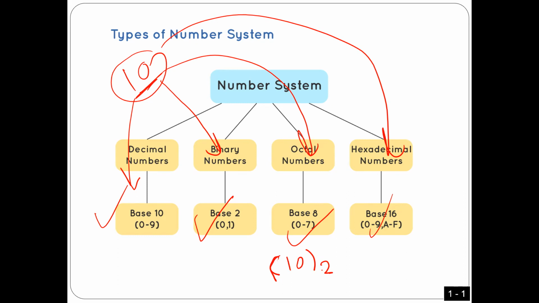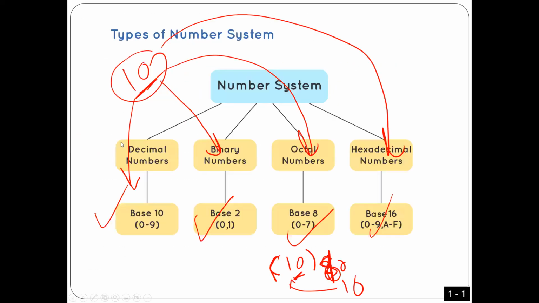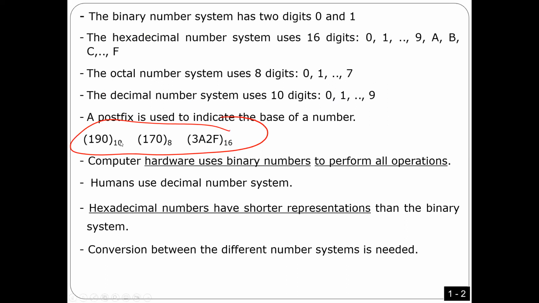So if I put here 2, that means I'm telling you this number is in binary. Or I can put here 8 to tell you this is octal. Or I can put 10 here, or I can put 16. This is how I can tell you the system of this number. So any number, usually I have to tell you what it is, because it's not something you can guess.